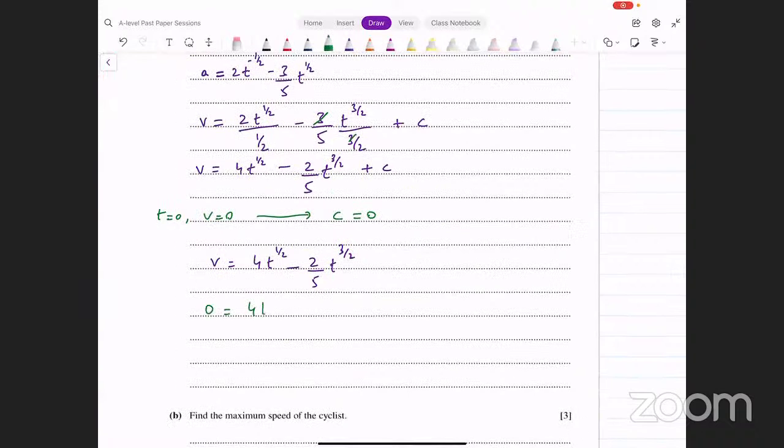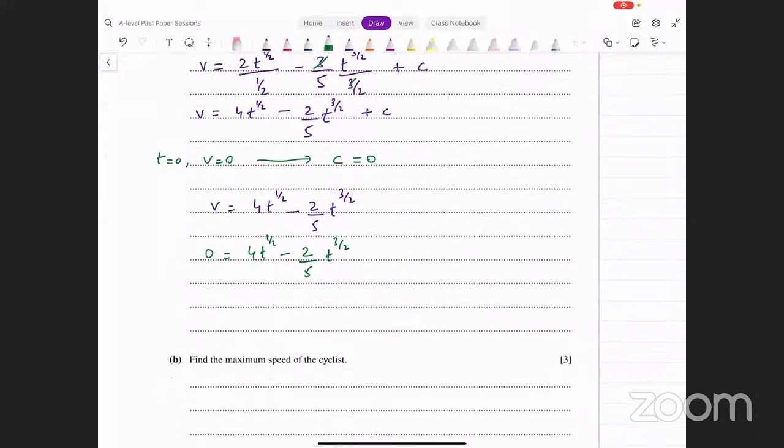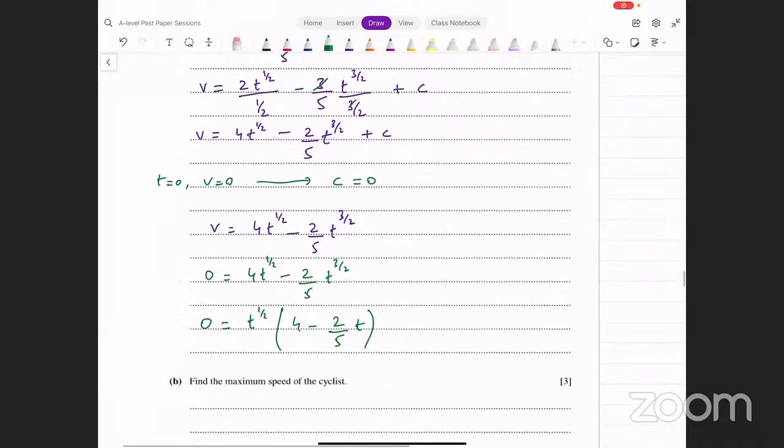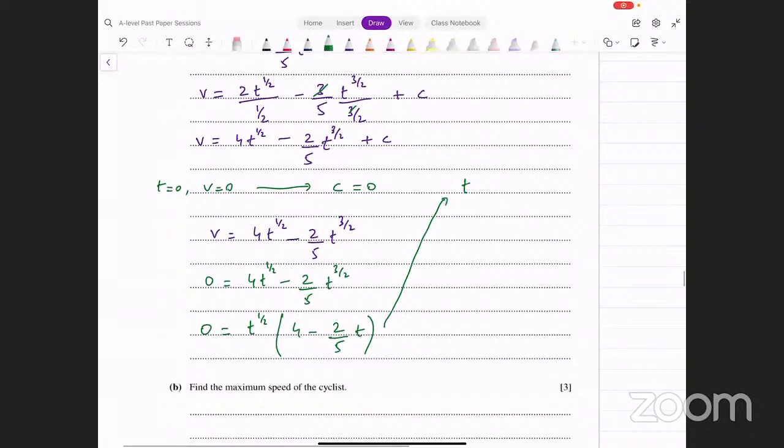0 equals 4t raised to power 1/2 minus 2/5 into t raised to power 3/2. Equate कर दिया 0 के साथ. Now we take t raised to power 1/2 common. What are we left with inside? We've got 4 minus 2/5 times t equals 0. And this gives us either t equals 0, t raised to power 1/2 equals 0, or 4 minus 2/5 t equals 0.